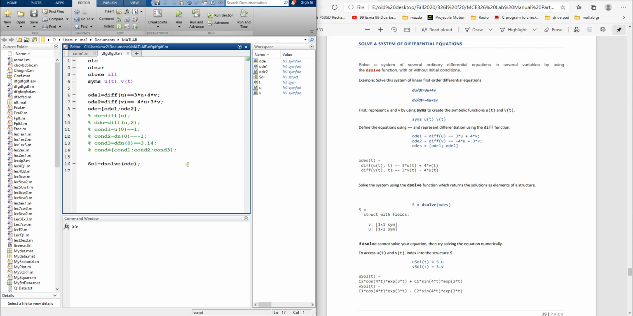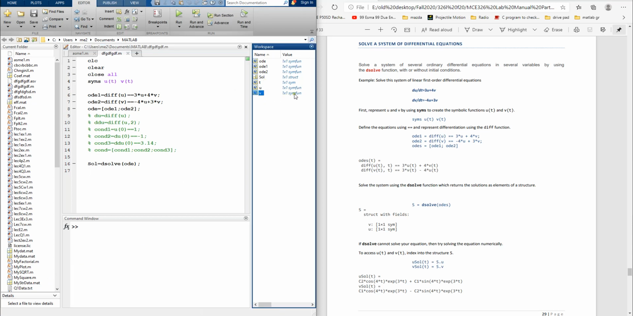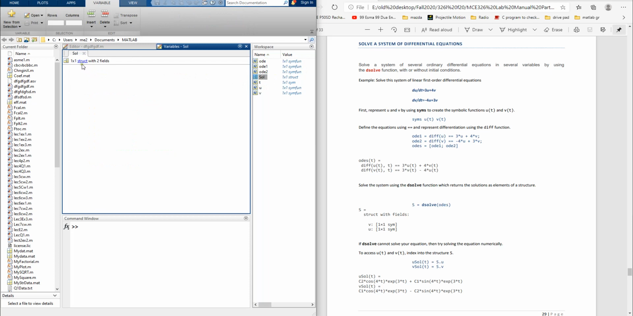It is finished now. As you see, again, V, it is 1 by 1 symbolic function. U, 1 by 1 symbolic function. T, it is the symbolic value. Now see the solution. Now the solution, it is 1 by 1 structure. ODE1, it is 1 by 1 symbolic function. ODE2, 1 by 1 symbolic function. And ODE, it is 1 by 1 sym function. Same thing. Now see the solution. Double click on the solution. It's a structure. What's inside the structure? We have the value of V, the value of U. Open the V. This is the equation of V. See, we have a constant here, 1 and 2 constant.